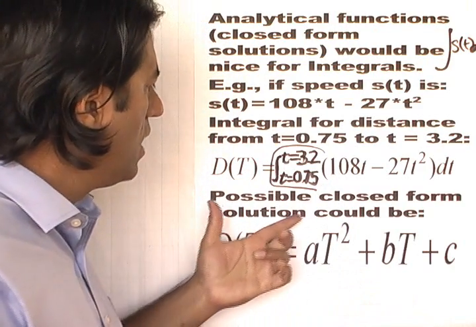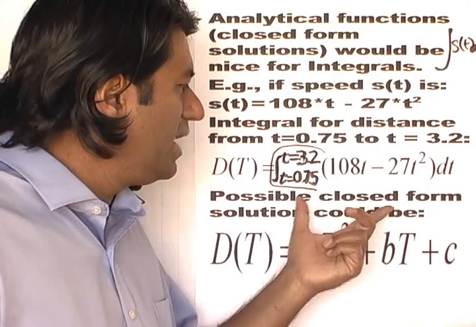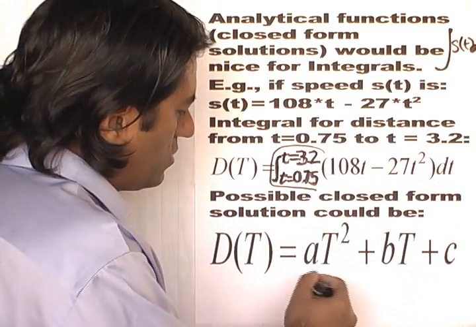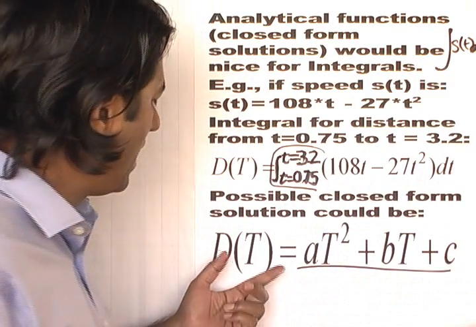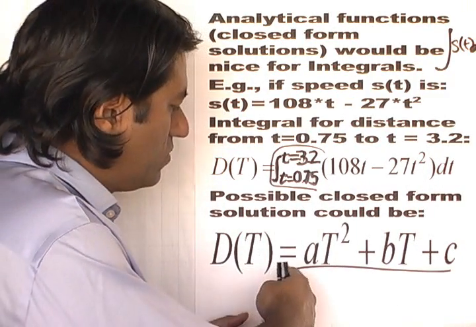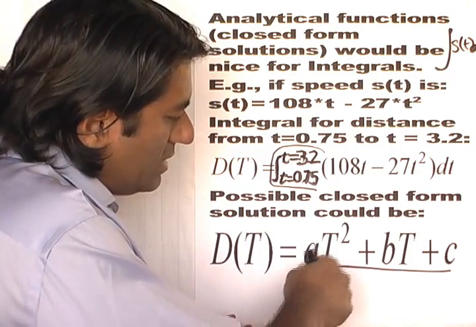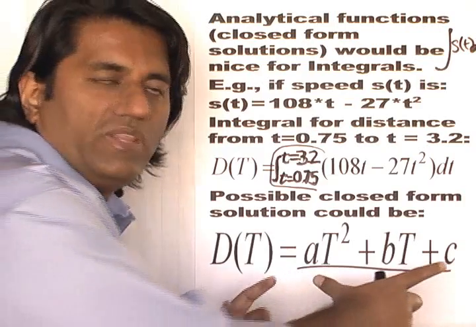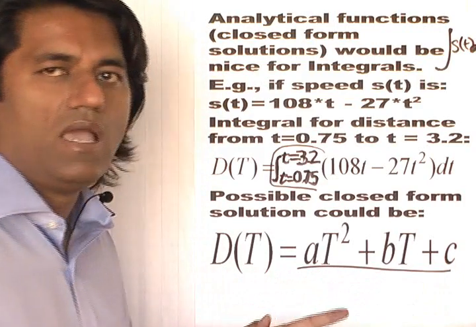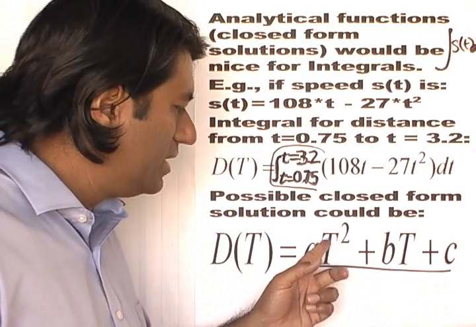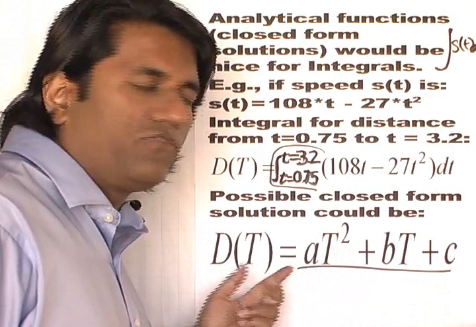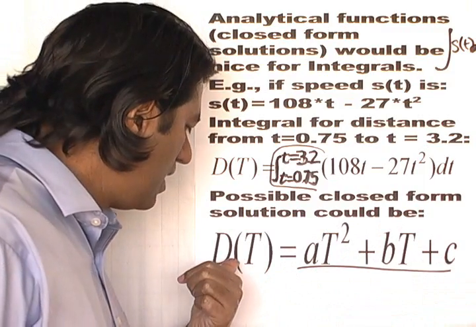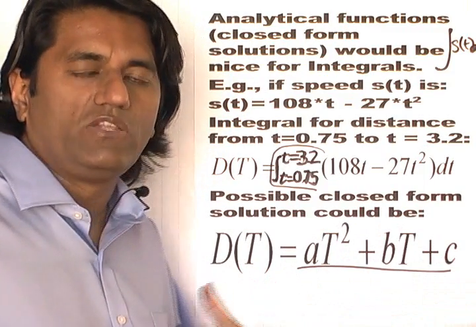Now, a closed form solution would be if you're able to convert this into something which looks like this, where distance with respect to time equals some constant a times time squared plus b times time plus c. So this is what is called a closed form solution, because when you give me the capital T, I can immediately calculate what the distance was without doing numerical integration.